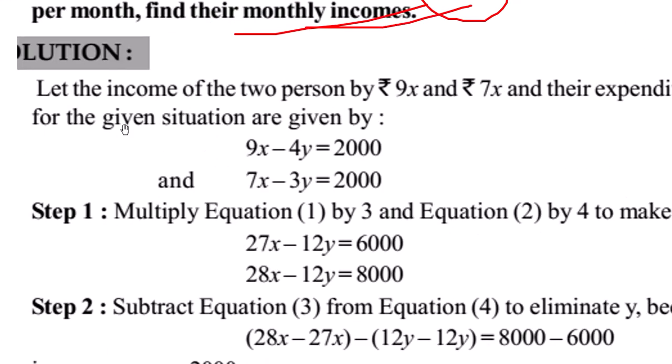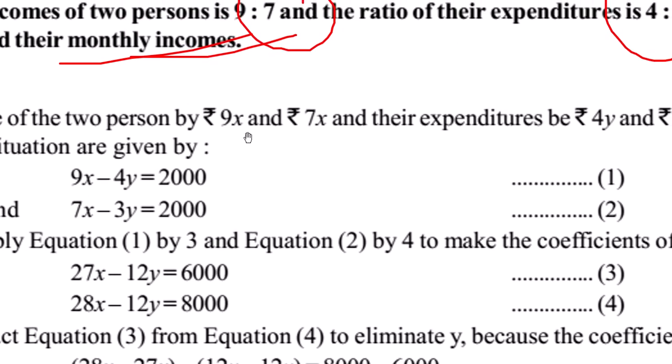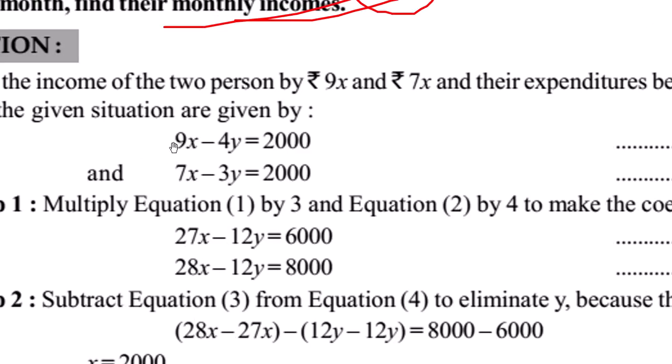So then the equations formed with the given data. So 9x is the income of the first person, 4y is the expenditure. Income minus expenditure equals saving, which is equal to 2000 rupees. 7x minus 3y equals 2000 rupees. Like this, we have two equations. But in these two equations, x coefficients are different, y coefficients are different.